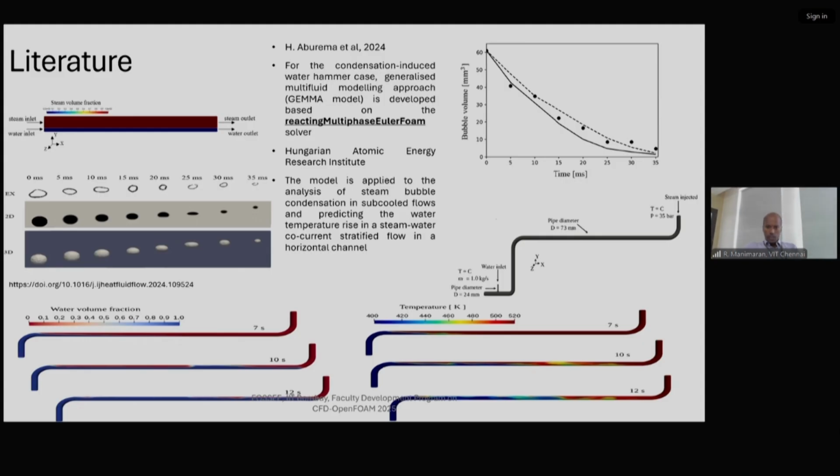So I think if you see at different time intervals, the water volume fraction is mentioned here, and the temperature. So they can come up with the design using this solver, reactingMultiphaseEuler.